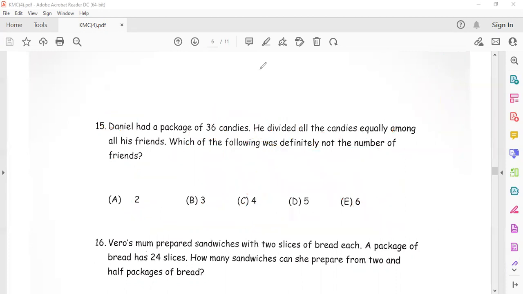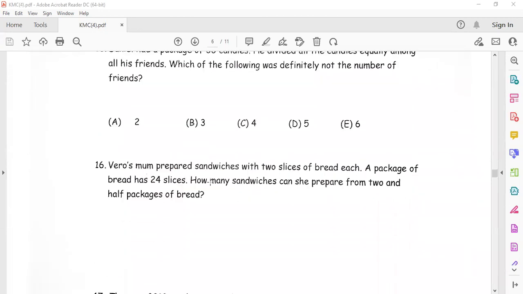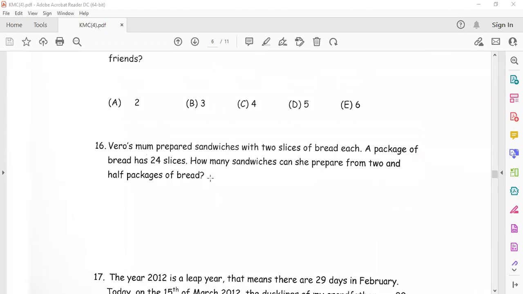Okay, so clear the drawing and we're going to move on with question 16. Viro's mom prepared sandwiches with 2 slices of bread each, which means draw it if you don't understand. This is 1 slice of bread and then another slice of bread. So this is considered 1 sandwich, which uses 2 slices of bread. Remember what is slice?